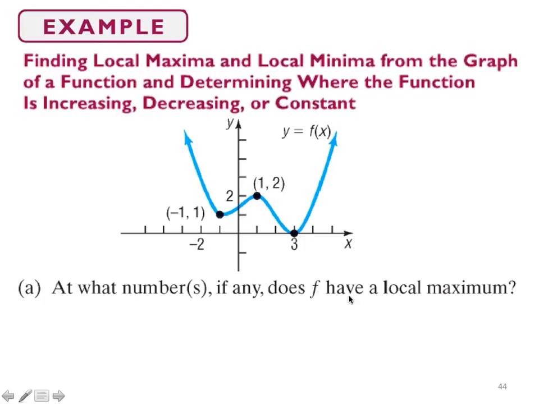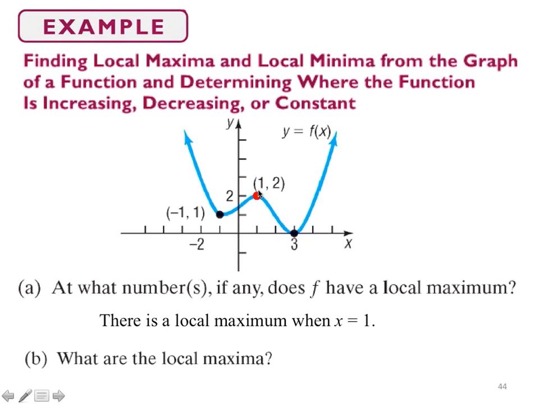It's a little confusing. But if we look down here at what numbers, if any, does f have a local maximum? So what we're looking for is kind of a peak in our graph. And if we look at it, this point right here is a peak because everywhere around it is smaller. So that means that there is a local maximum when x equals 1, and the actual local maximum value is going to be 2. So the maximum and minimum happen at an x value, but the actual value of it is the y value.